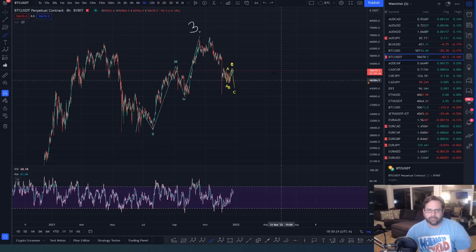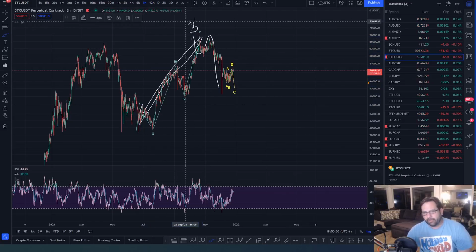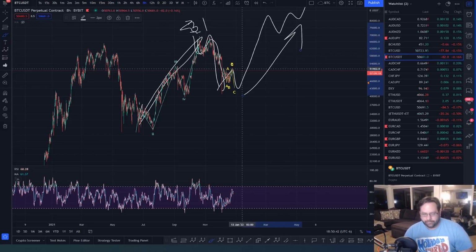I've got another count that says, hey, this is a wave 2. This was a wave 1 right here, so we get rid of this and call it a 1 wave, and then this is wave 2, and then we could be making a much bigger wave to the upside impulsively. We could be going up impulsively after that.